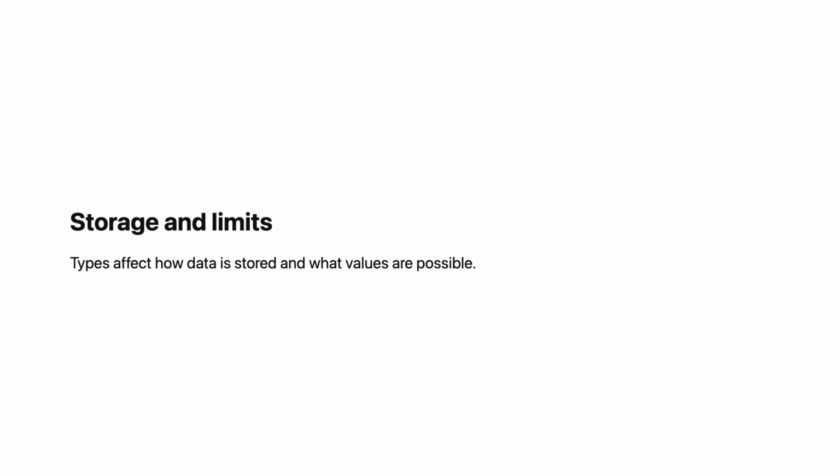A 32-bit integer can represent numbers up to about 2 billion. Need bigger numbers? Use a 64-bit integer or a special big number type. A single character might be stored differently in different encodings. Understanding the type helps you understand the limitations.